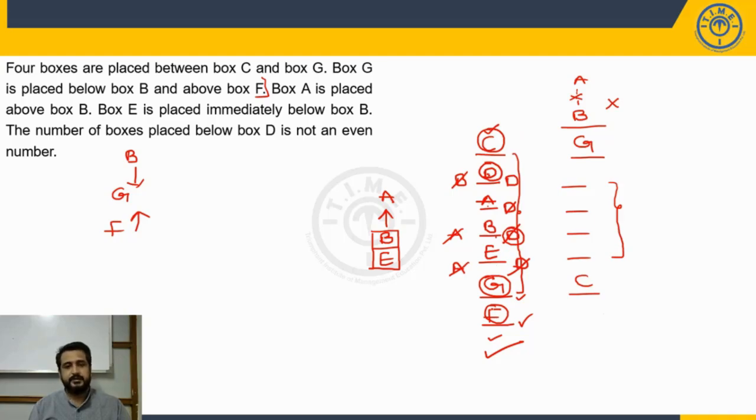It's a very easy set. Only you have to decide the position of D. Once the position of D is fixed, you can complete the remaining arrangement quickly.